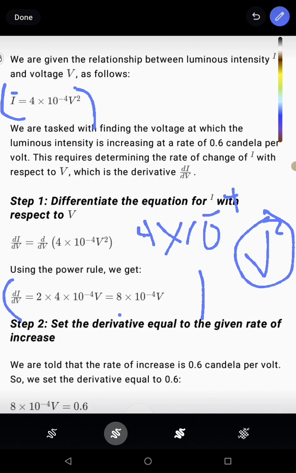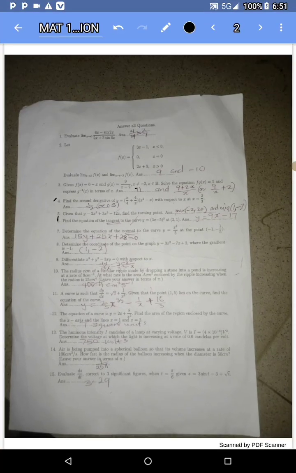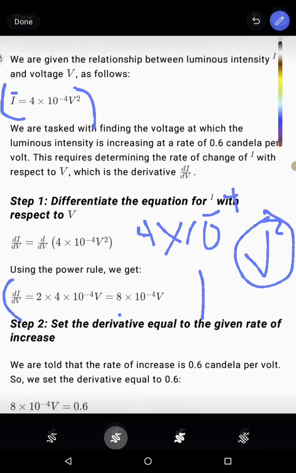Now set the derivative equal to the given rate. They already gave us a rate. Don't forget, what's the rate they gave us? They gave us a rate of 0.6. They now said at what voltage? You want to get the voltage that will give that.